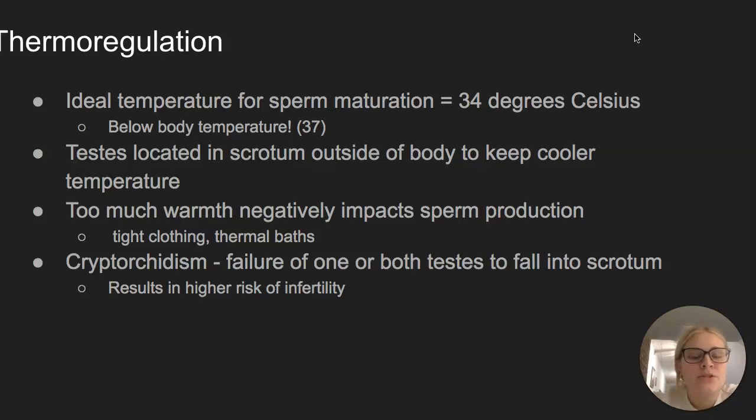There are situations where too much warmth of the scrotum can negatively impact the development and production of sperm. This could be if someone's wearing too tight of clothing, which could hold the scrotum too close to the body, which keeps them warm, or someone who uses a sauna a lot. And then there's also a disease state where one or both of the testes fail to fall into the scrotum. So this will have a higher temperature for that testis, and it'll increase the risk of infertility depending on how many or which of the testes have not fallen.